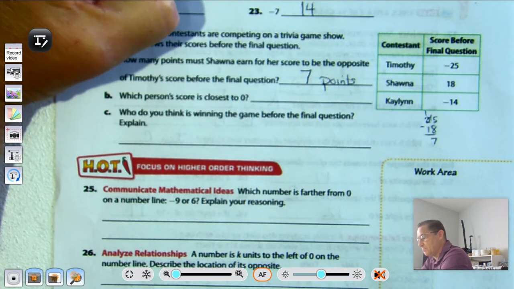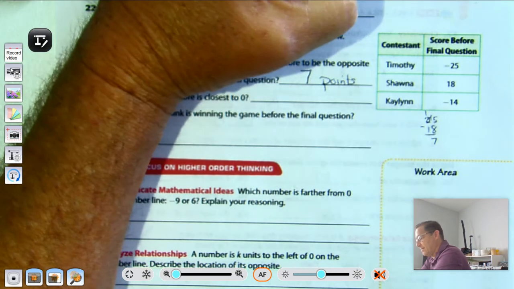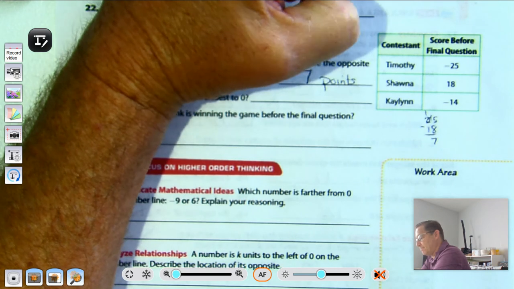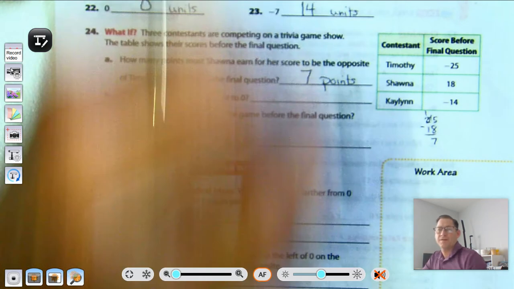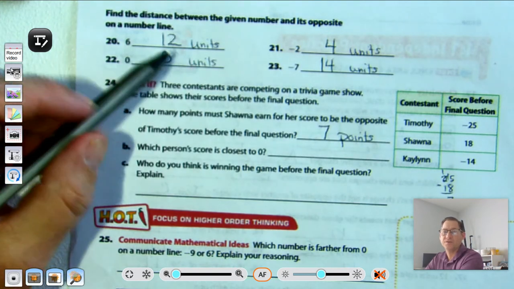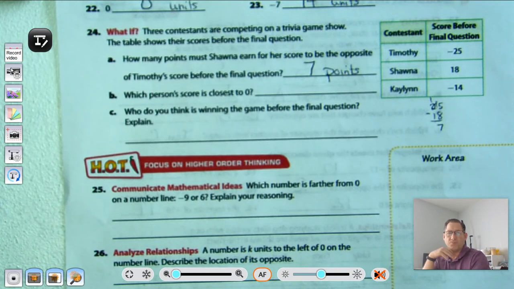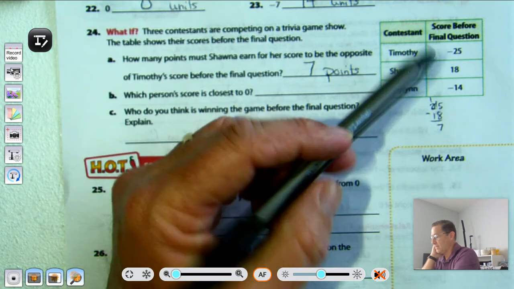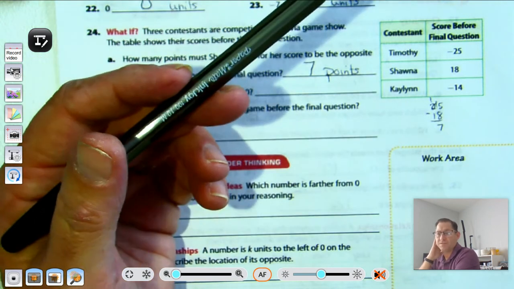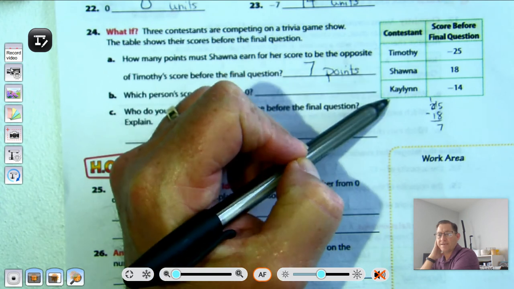I want to go back here and just write units to make sure we're clear what we were doing. So I just wanted to make sure that it's 12 units, 0 units, 4 units, and 14 units to get to their opposites. All right, which person's score is closest to 0? Again, which one is the furthest away from 0? Timothy. So which one is closest? Kaylin.